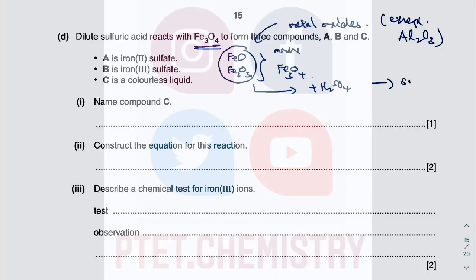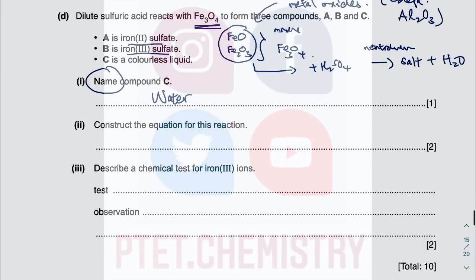What you will get is salt. This is your salt number 1. This is your salt number 2. You will also get water because this is a neutralization reaction. Basic oxide plus acid, neutralization, salt and water. Oops, I cannot write the formula. You gotta read the question, they want the name. So water is correct. I cannot write the formula H2O because they want the name.